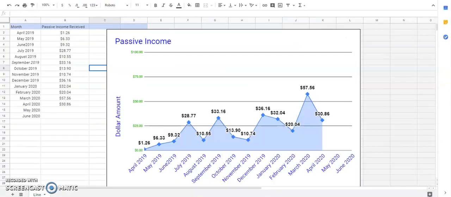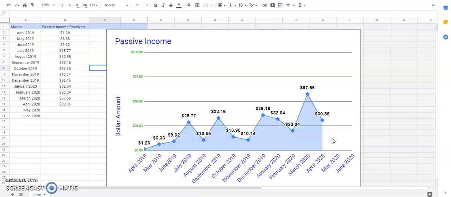Now, if we take a look right here before we get into all of my dividends that I received, this is my passive income chart. As you can see on the left side right here, we have all of the months from last year when I started. And then right here on the right side, we have the amount I received in dividends. And as you can see here in the chart, last May we received about $6.33.